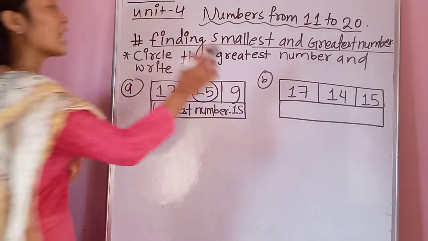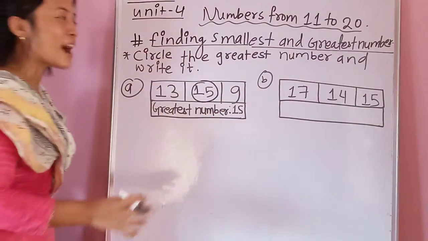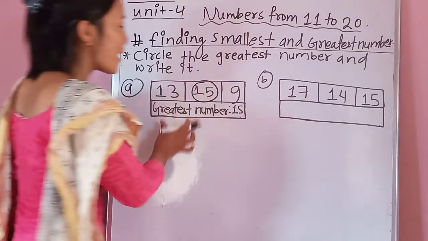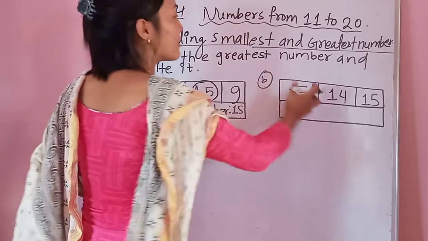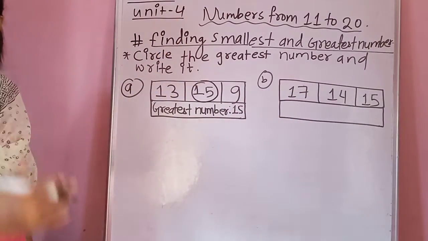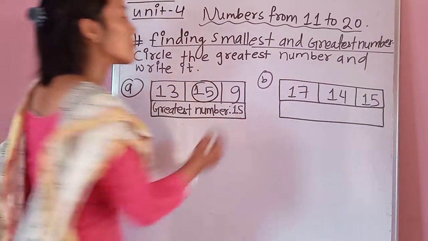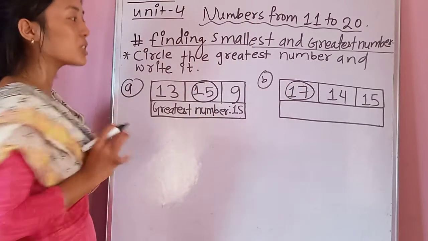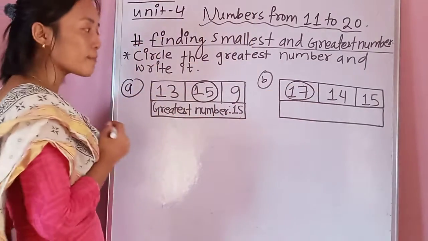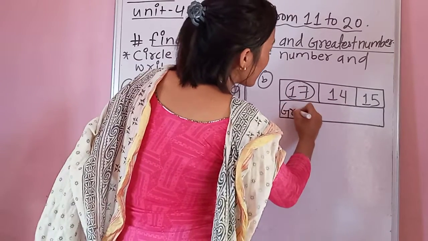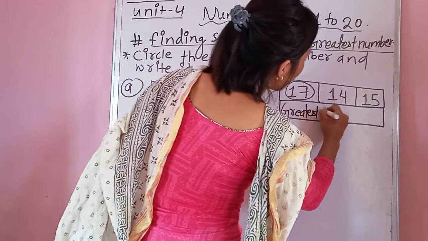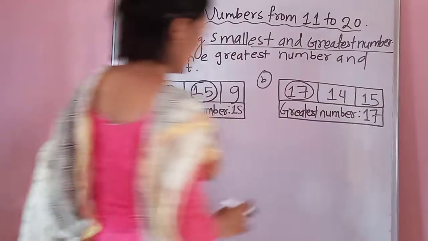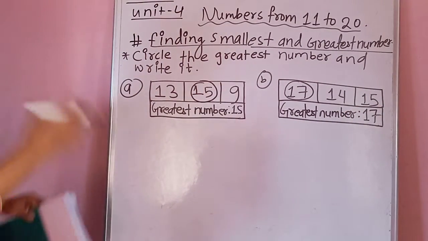Okay? After that, B number. In B number also you have to find out the greatest number and circle it. At last you have to write here like this. Okay, so among these 17, 14 and 15, obviously you get to know that 17 is the greatest number, so I'm going to circle this 17, which is the greatest number among these, and at last in this downside box you are going to write here the greatest number 17. So this is the way to solve such type of question.